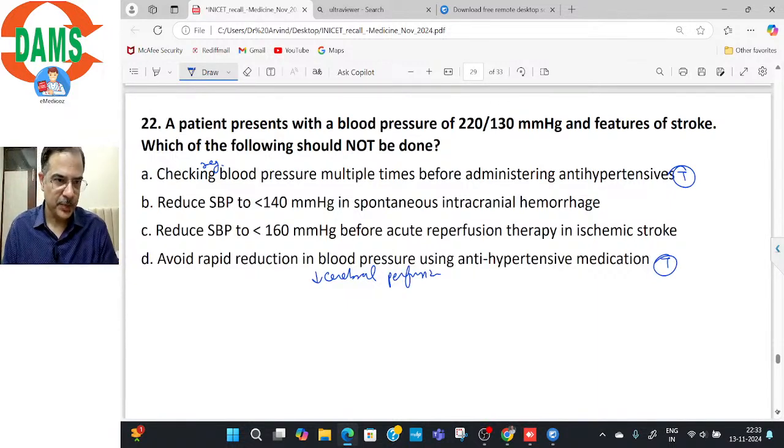Now B and C option. Reduce the systolic BP to less than 140 in intracranial hemorrhage, or reduce the systolic BP to less than 160 before acute reperfusion therapy in ischemic stroke. Out of which, the correct response which is asked here is BP reduction to less than 140. This seems to be a true statement, while instead of 160 this should be less than 180, not 160. So based on these values, I will pick C as the correct option here.